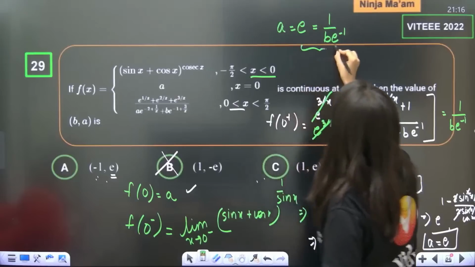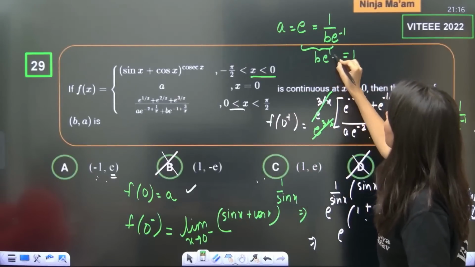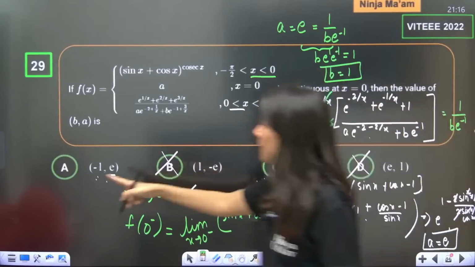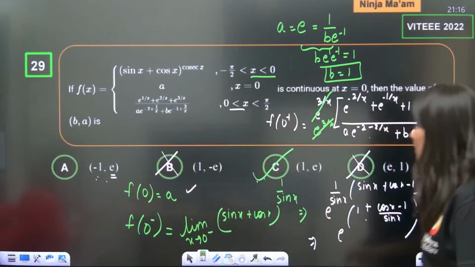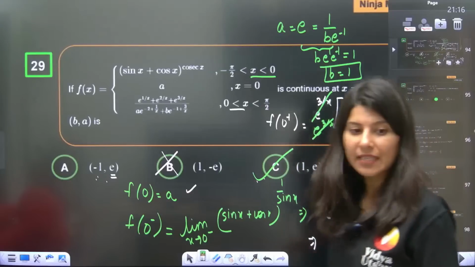So if you cross multiply, 1 is equals to b e power 1 e power minus 1. So b is coming out as 1. B is 1 and A is e. Option C is absolutely right. Yes, everybody, option C, right?